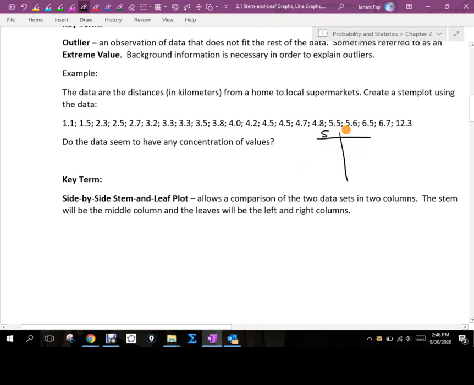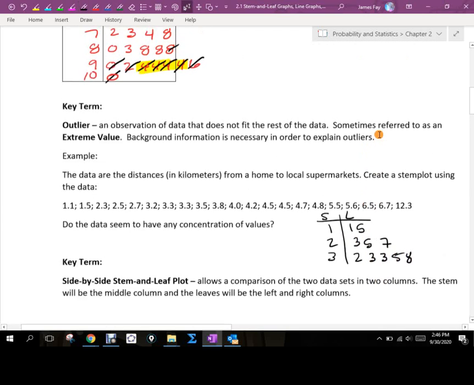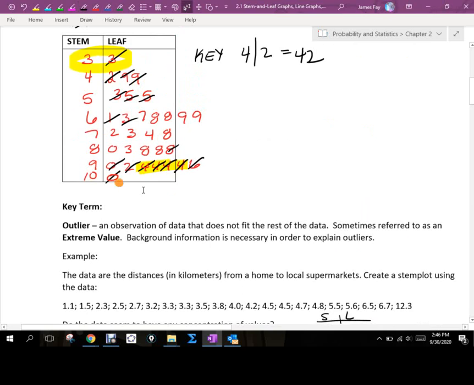If this is my stem, this is my leaf. I'm going to have 1, 1, 1, and a 5. I'm going to have 2, 3, 2, 5, 2, 7. We'll have 3, 2, 3, 3, 3, 5, and 3, 8. I'll stop there. But if I look at that, the stem and leaf plot looks much like this one, right?